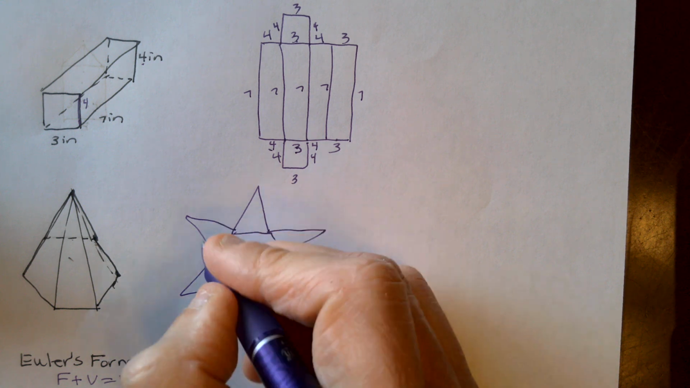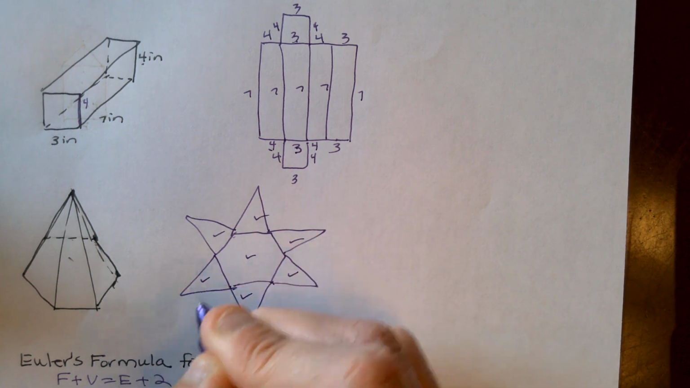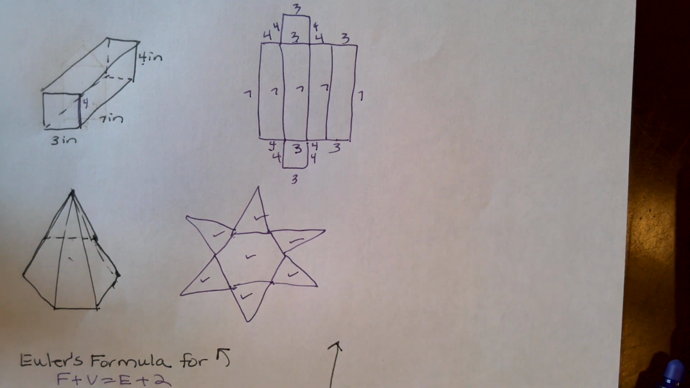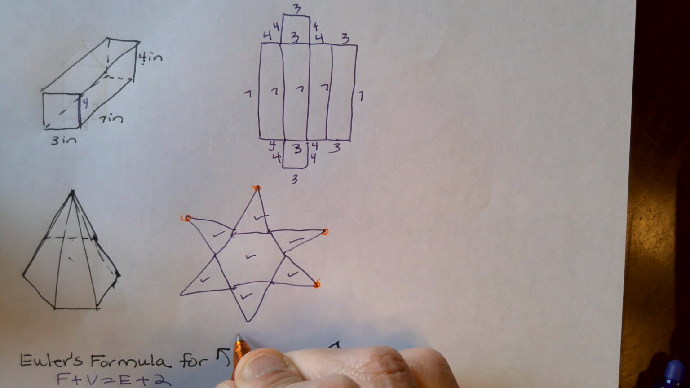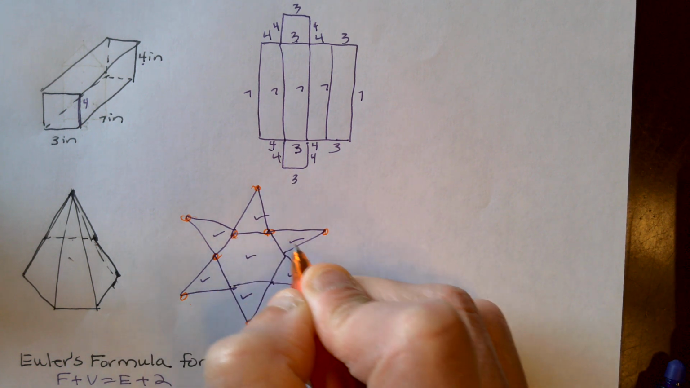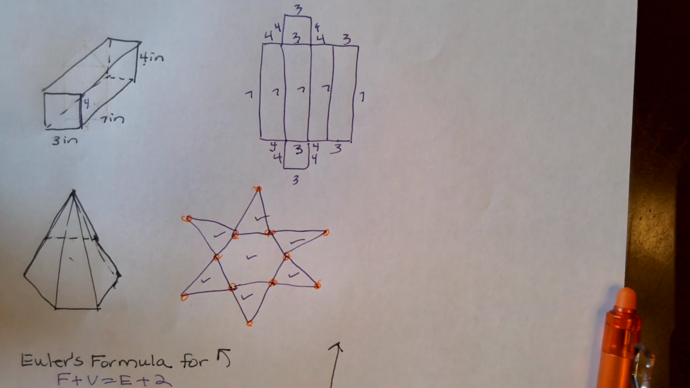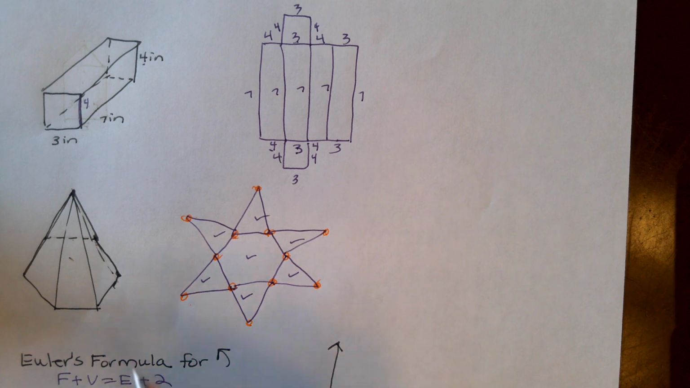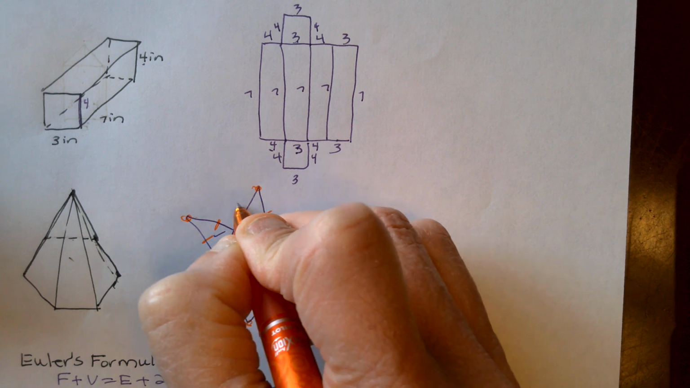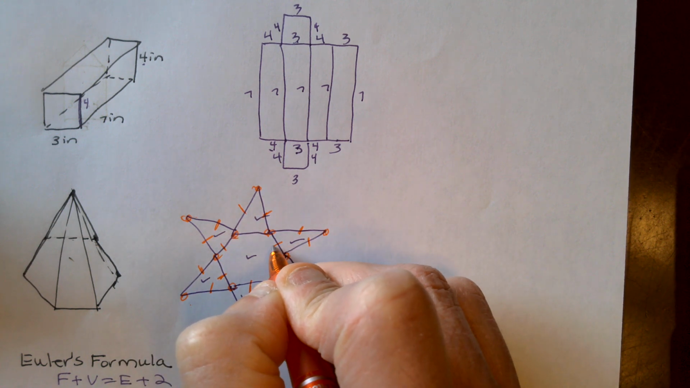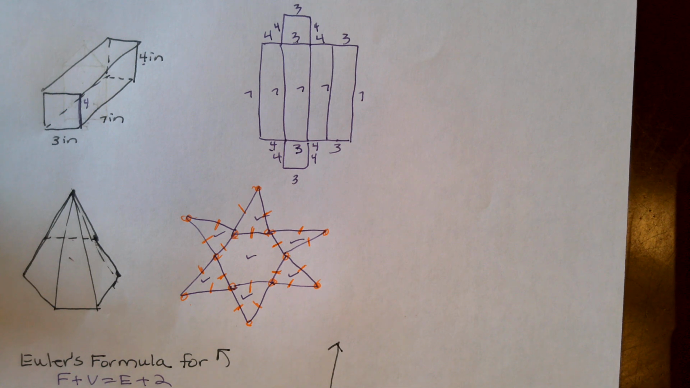Now for this one, faces. 1, 2, 3, 4, 5, 6, 7, same as the other one. The vertices are, I'm just trying to get a different color that will show up. How about orange? 1, 2, 3, 4, 5, 6, 7, 8, 9, 10, 11, and 12. Equals edges. 1, 2, 3, up to 18. 19 equals 19, check.